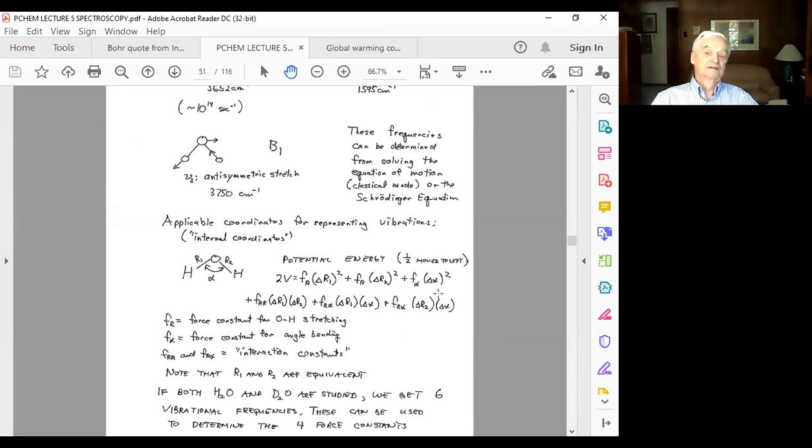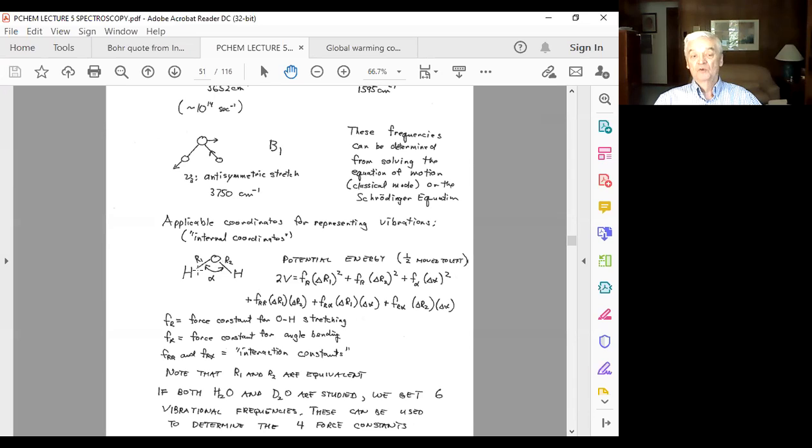So way back when, maybe in the 1940s or 1950s, before people had computers and calculations were very lengthy, this was the model that people tried to put into the Schrodinger equation to figure out what the vibrational frequencies would be for water. And it did not do a very good job. And if you think about it, I think you'd see why.